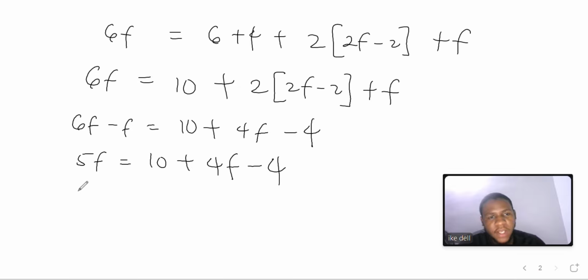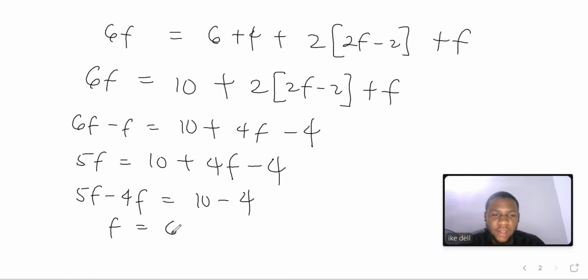So move this over here. I have 5F minus 4F. Again, this is just your easy maths. So 5F minus 4F. Oh, wow. F is out now. Interesting. So F is actually 6. Has been 6 all along.